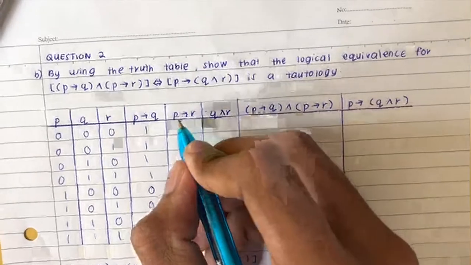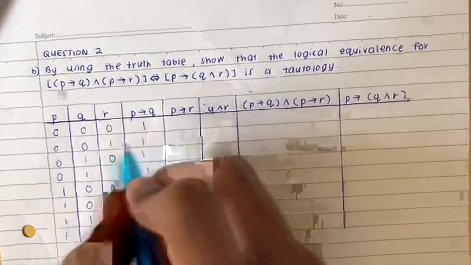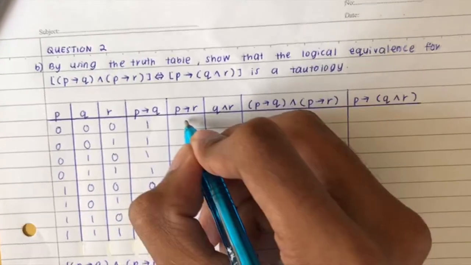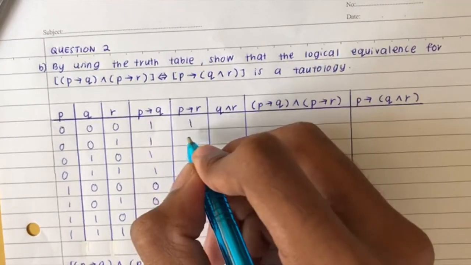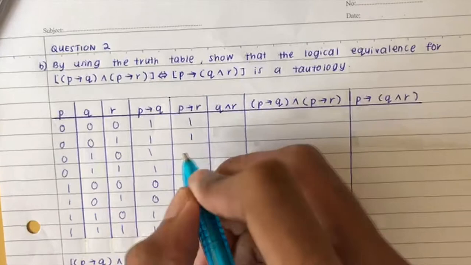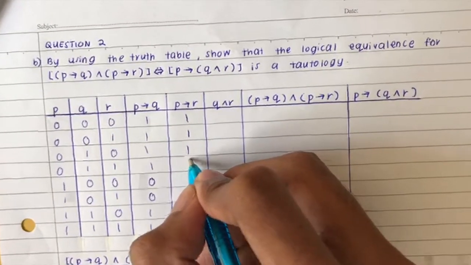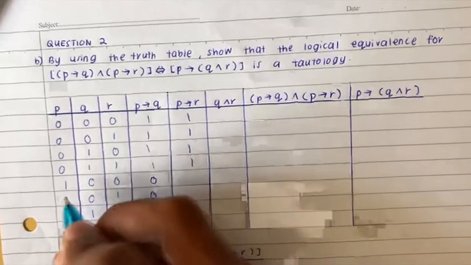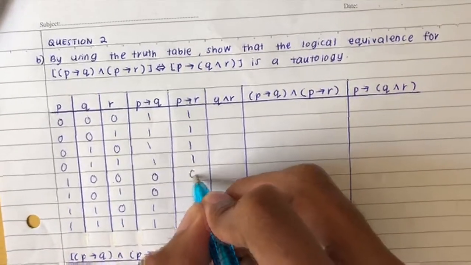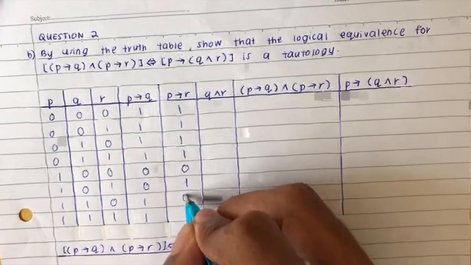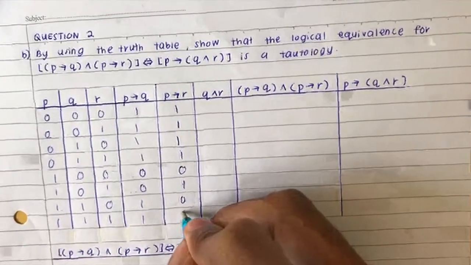Next is P implies R. We need to use the values from P and R. 0, 0 becomes 1, 0, 1 becomes 1, 0, 0 becomes 1, and 0, 1 becomes 1 also. And next is 1, 0. It becomes 0. 1, 1 becomes 1, 1, 0 becomes 0, and 1, 1 becomes 1.